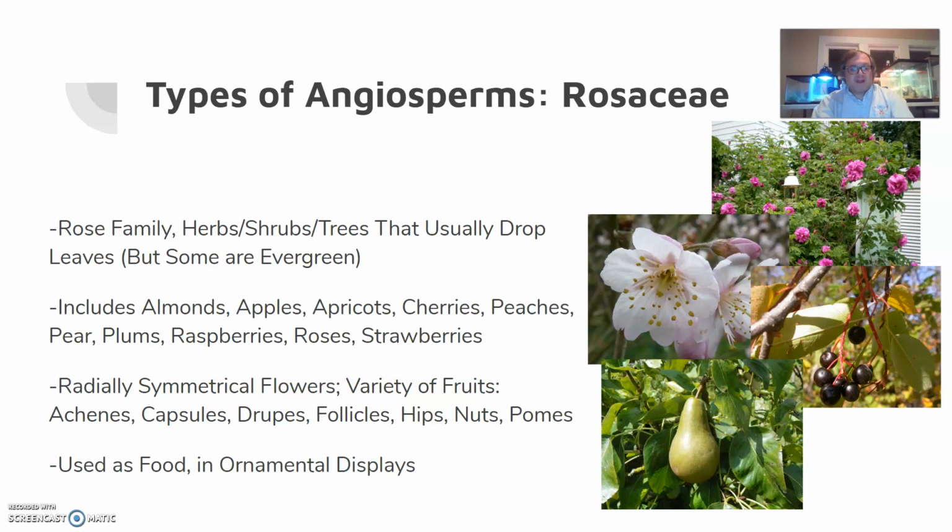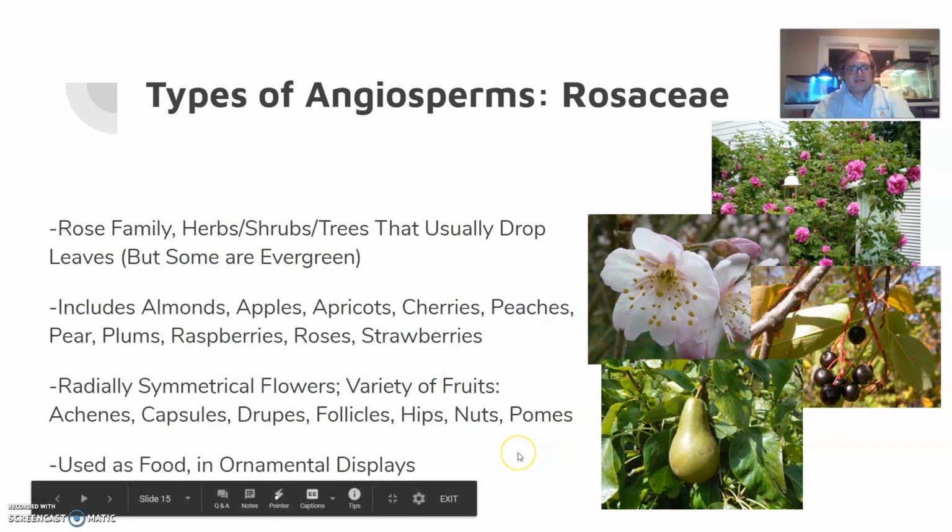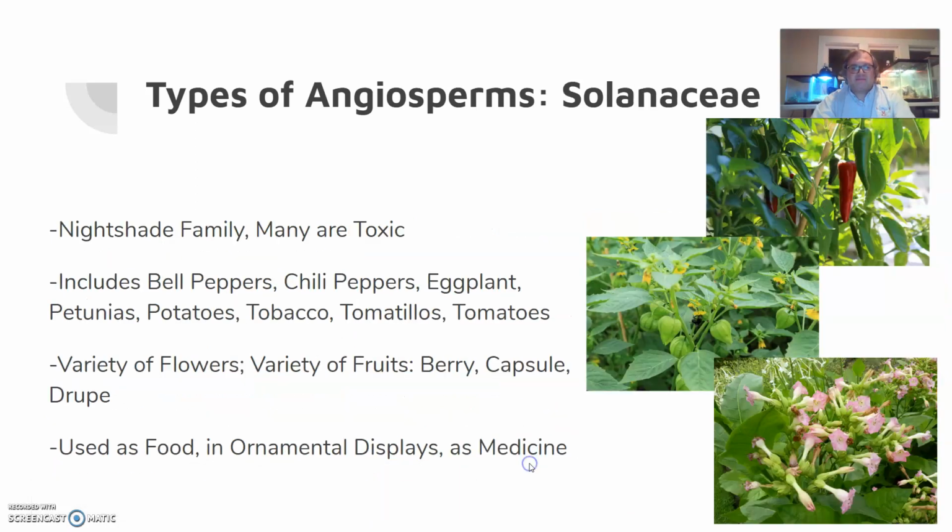They have radially symmetrical flowers, so again, you can kind of cut them in several equal divisions. Variety of fruits such as achenes, capsules, drupes, follicles, hips, nuts, and pomes, like if you think about an apple or a pear. They are used a lot as food and in ornamental displays.